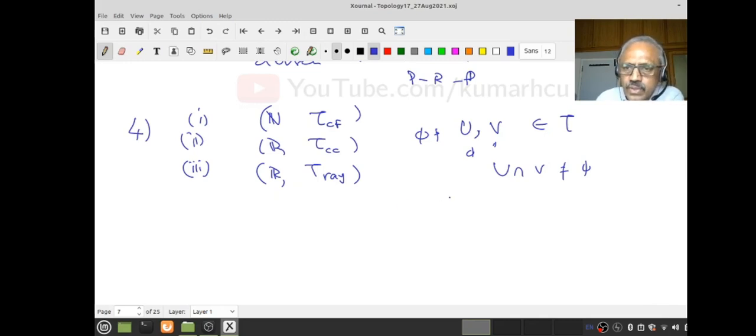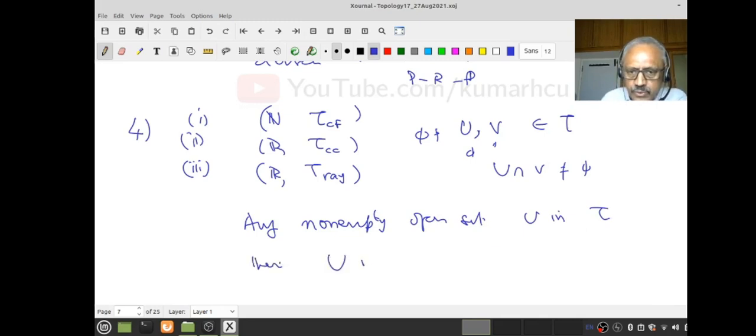So what happens? Take any non-empty open set U in tau, then U is dense in the topology. I'm just saying here in the topology because I don't know which is the space now. Do you all agree? Why? Because you start with any non-empty open set V, then U intersection V is non-empty. That means every non-empty open set V intersects my D, namely D equal to U. That's it. You follow that?